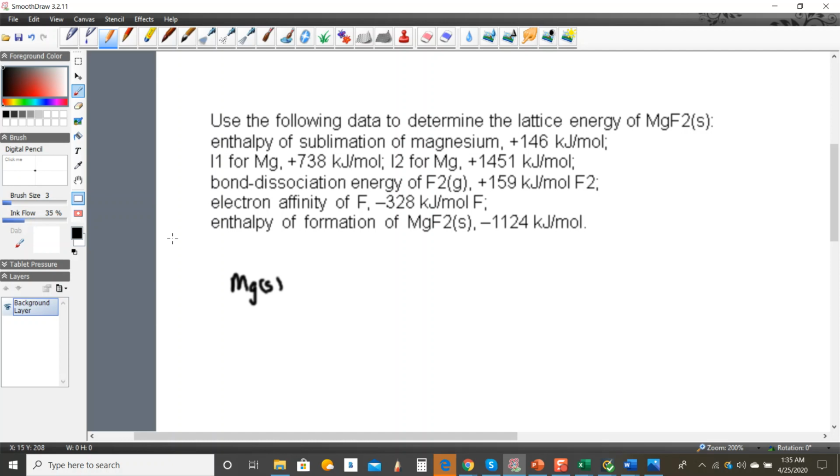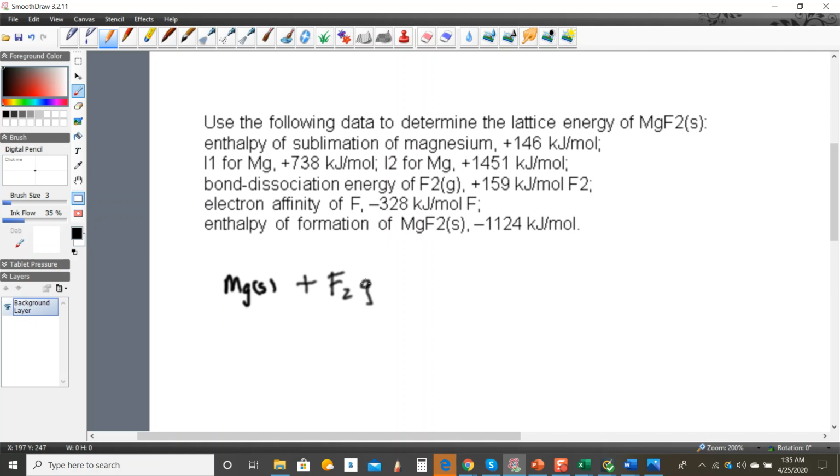So magnesium solid and F2 gas to form MgF2 solid.